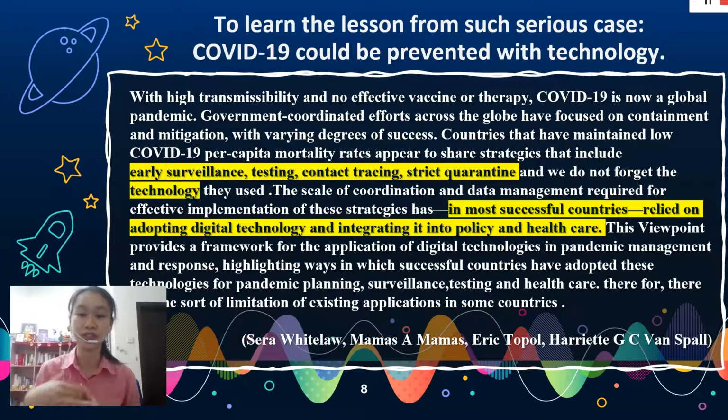And in the most successful countries, they rely on digital technology and integrate it in policy and healthcare. We can see that even China, when they had this worsened case, had WeChat and CCTV, which helped them integrate this technology in knowing who has fever, and the limited paramedics would just go to those people.